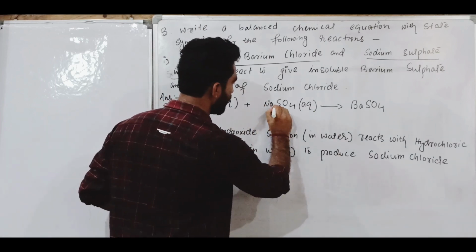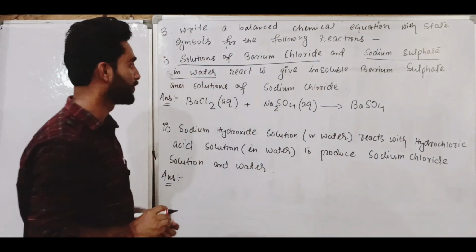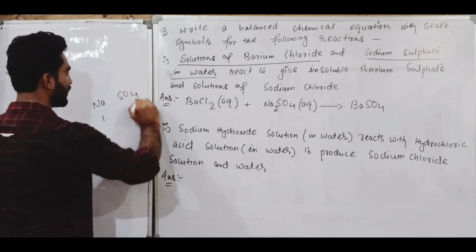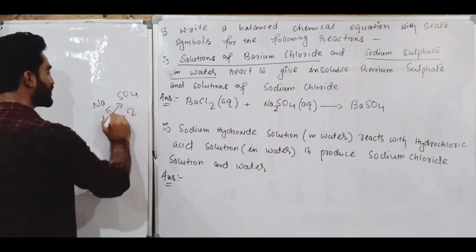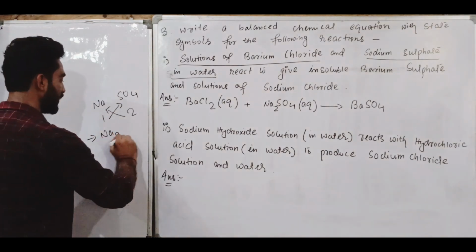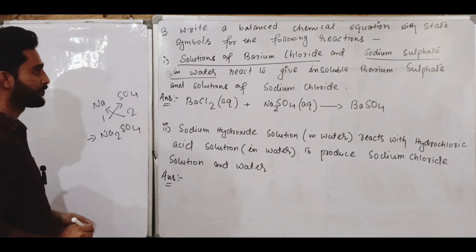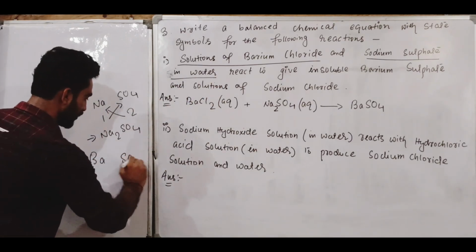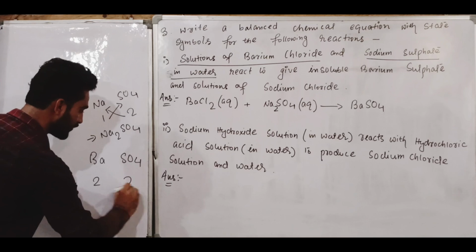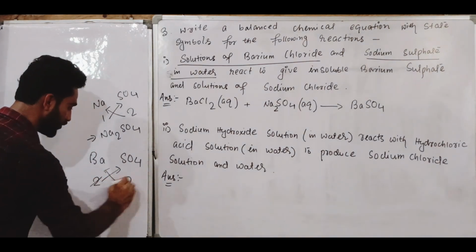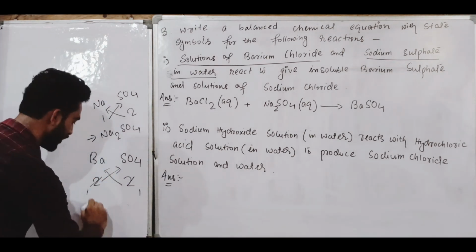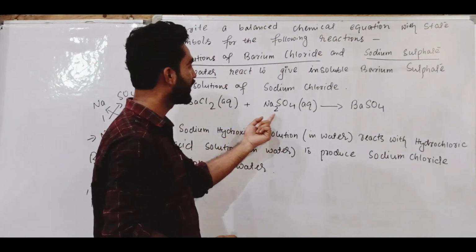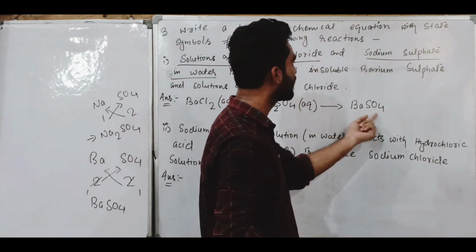Sodium sulfate formula will be Na2SO4 because sodium valency is 1 and sulfate valency is 2. So if we crisscross, the formula of the sodium sulfate will be Na2SO4. Whereas barium sulfate is BaSO4. Why? Barium valency is 2, sulfate valency 2. So we can simplify this one. So the formula will be BaSO4. So that is why sodium sulfate is Na2SO4 whereas barium sulfate is BaSO4.